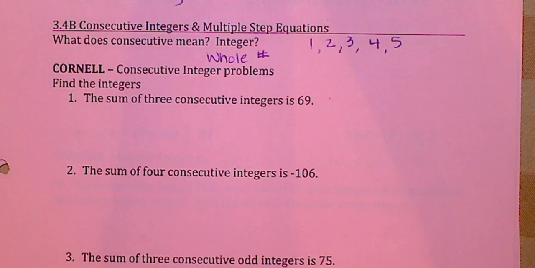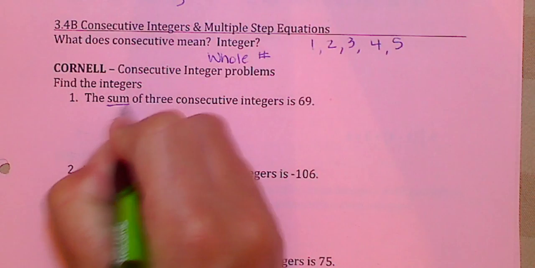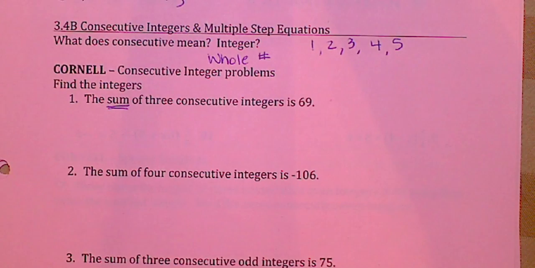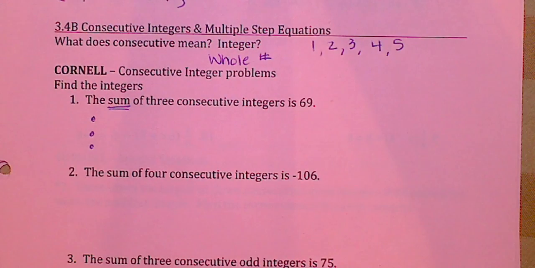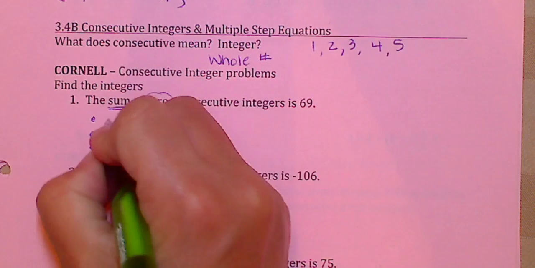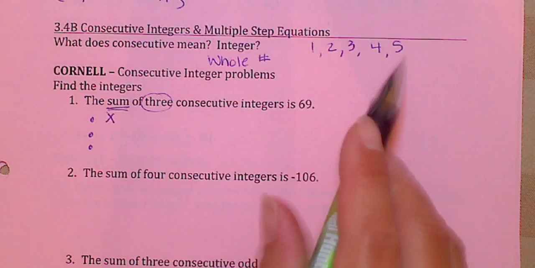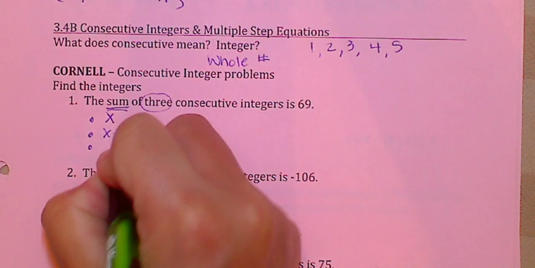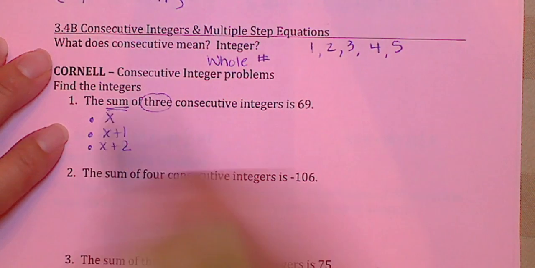So if you need more explanation for these, you can go to your Cornell notes for the section 3.4b or 3.4, I guess. So in this first problem, it says the sum of 3 consecutive integers is 69. So we know we're looking for 3 integers, and it's good to make sure you focus on that, because sometimes I have students that get them wrong just because they put the wrong number of integers in at the beginning. So the first integer is always going to be represented by x. Now these are consecutive in order. So the next one would be x plus 1, and the next one would be x plus 2. And it says the sum of these is 69.